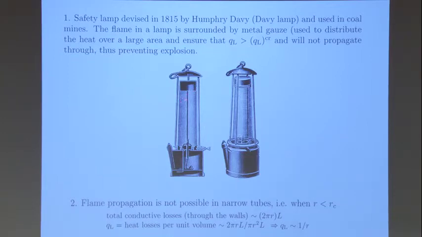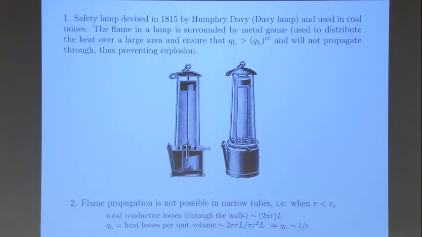And so what was created is a metal gauze around the flame, and it was sufficiently dense to create sufficient heat loss to prevent the flame from propagating out. Okay? So this is the idea. In other words, the QL must have been always larger than QL critical. He didn't have this formula at his disposition, but he knew how to do it without it. So this is one. The second thing, we know that a flame cannot propagate in a very narrow tube.